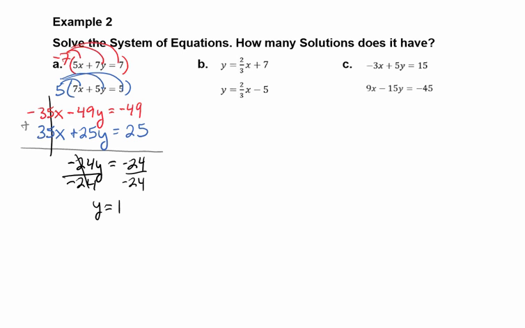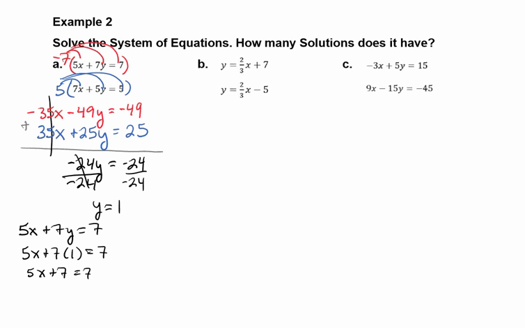Then we need to plug our 1 back into either our top or our bottom equation. It doesn't matter which equation you choose, either one will give you your x value. So we're going to go ahead and plug this into our top equation, 5x plus 7y equals 7. We're going to replace the y with the 1, giving us 5x plus 7 equals 7.